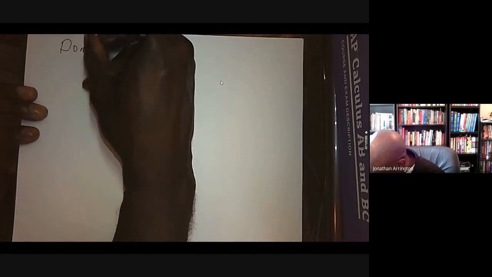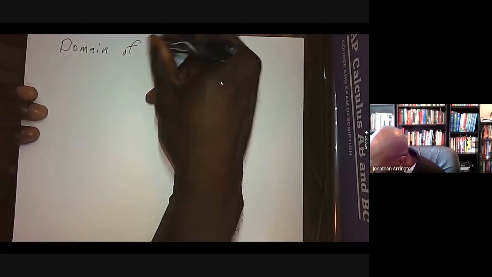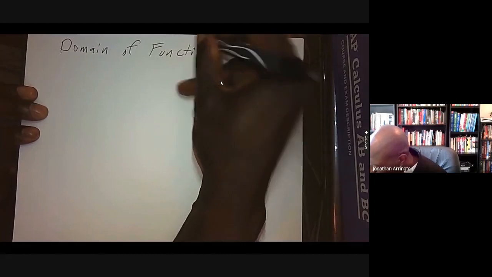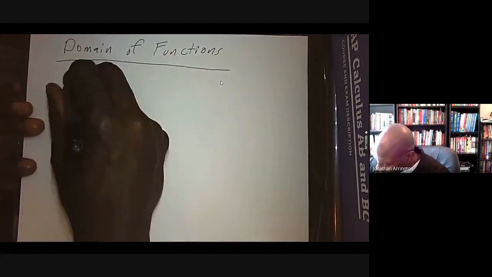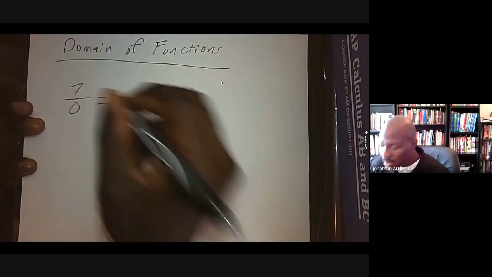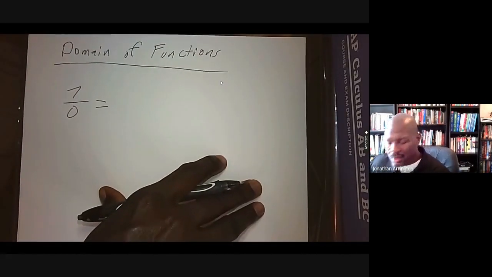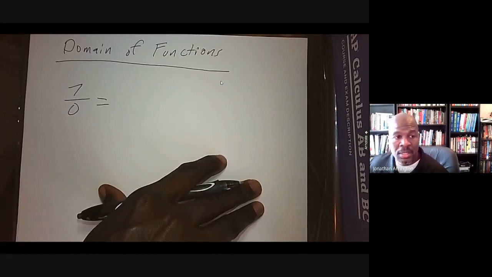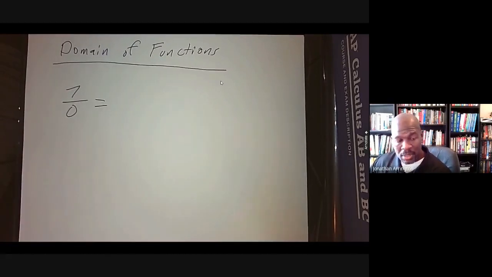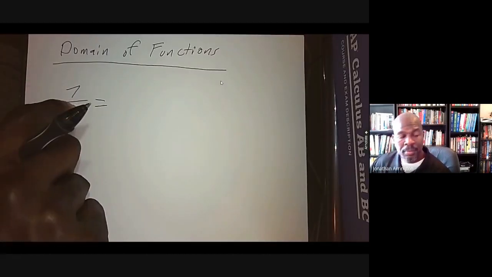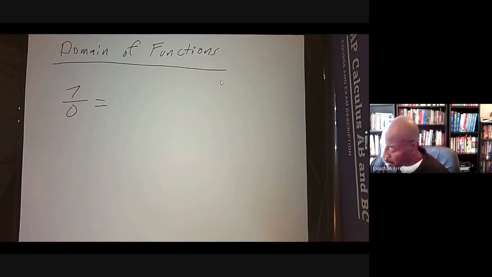What I normally do in class when doing domain of functions is I ask a couple of questions to set up our domain procedure. So let me title this domain of functions. The first thing I normally ask is a question like, what is 7 over 0 equal? So I want you to think about that. What do you think 7 over 0 equals? If you need a little moment to think about it, go ahead and pause the video and then unpause it and rejoin us.